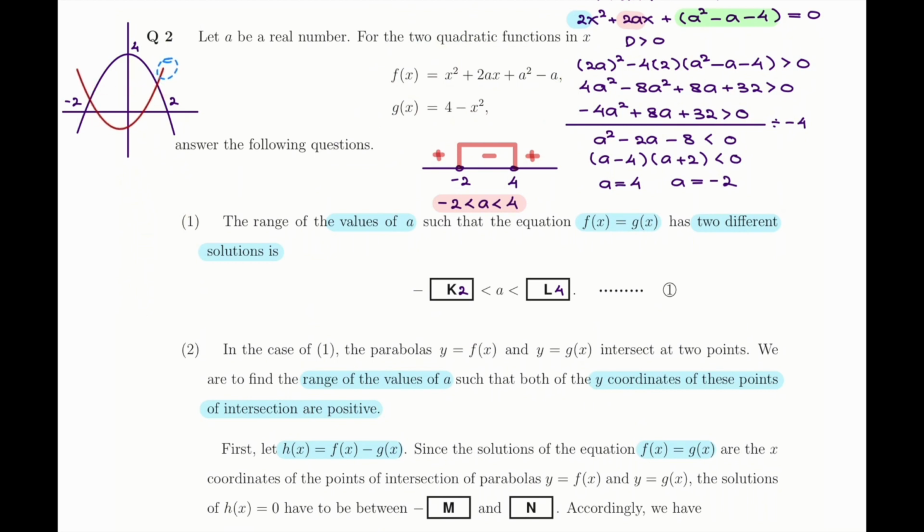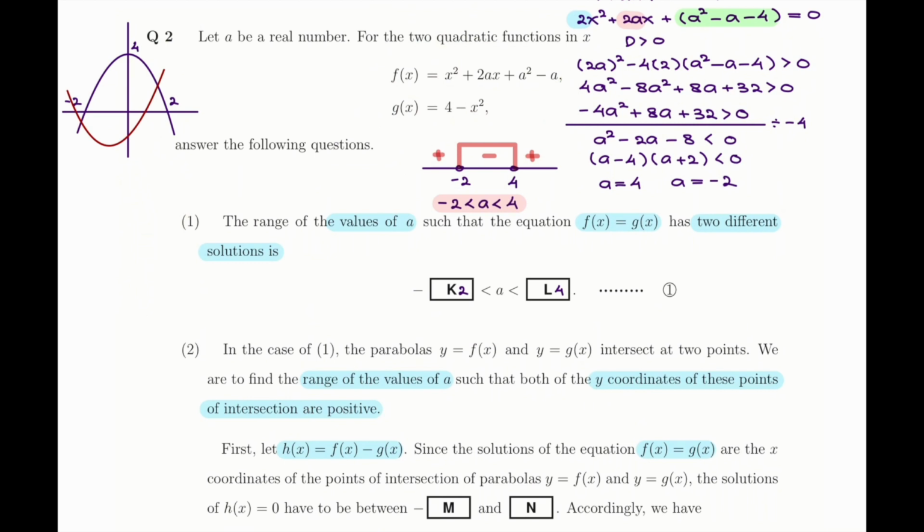Or like this, let's say both y coordinates of the points of intersection are positive. It can be something like this. Because if it is like this, as you can see, one of the points of intersection is below the x-axis, which is the value of y is negative.